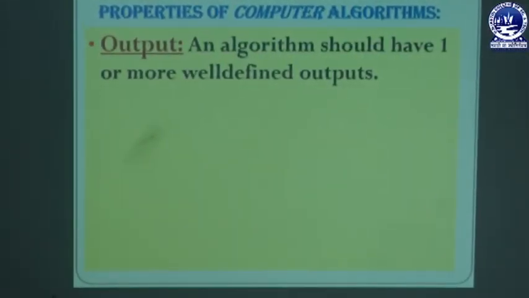So what is that? An algorithm should have one or more well defined outputs. After writing the algorithm, what we learned is that the algorithm should be unambiguous, the algorithm should be clear, the algorithm should lead us to one meaning, and the algorithm should have 0 or well defined inputs. If we are giving well defined inputs, then what we are expecting from the algorithm is one or more than one well defined outputs.